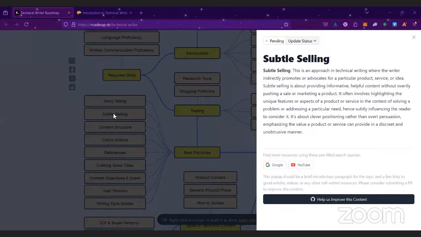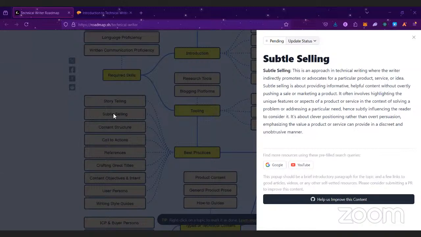You're going to be having a lot of products that create almost the same thing, or almost the same tool, or maybe a tool like what you guys have created. So how do you sell them on using your product rather than using this? So it's an approach of technical writing where you directly promote your service, your idea, your products.